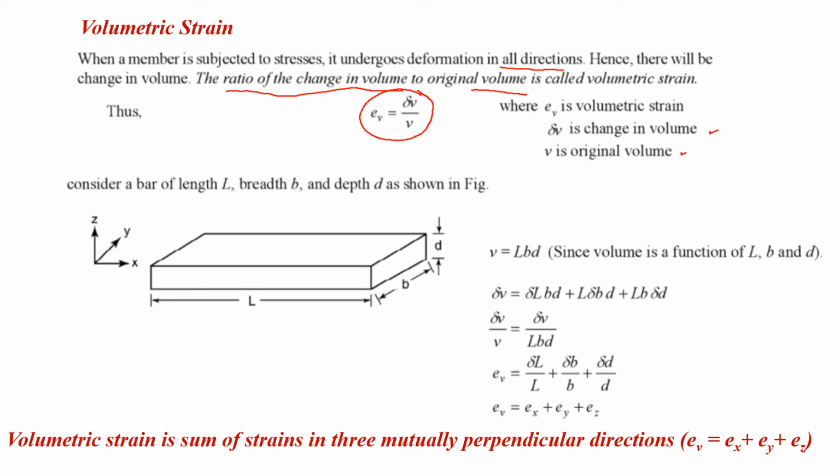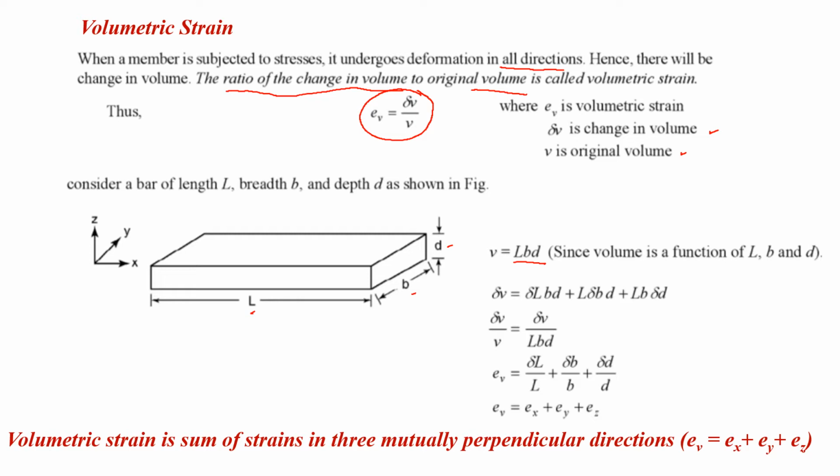Then, in order to represent the volumetric strain in terms of lateral as well as longitudinal strains, we can consider a bar of length L, width B and depth D. The volume of this bar is equal to L into B into D. And the volumetric strain is given by the ratio of change in volume to the original volume, so we have to find out the change in volume.